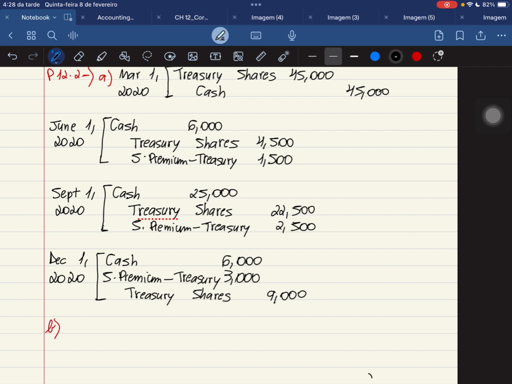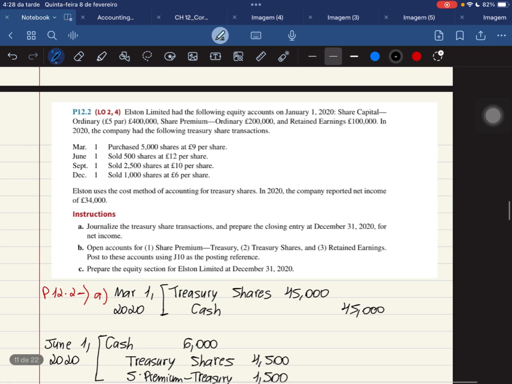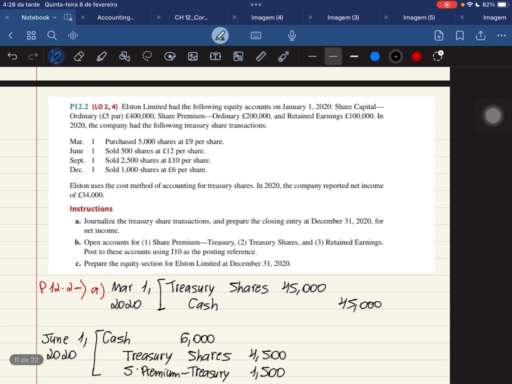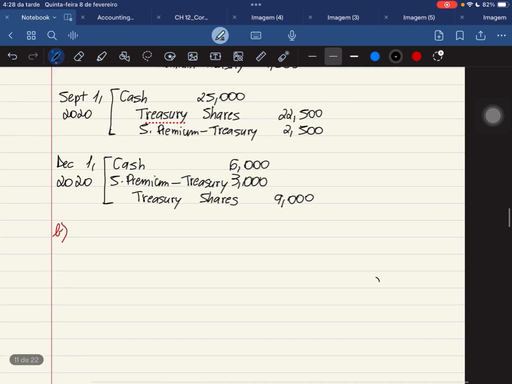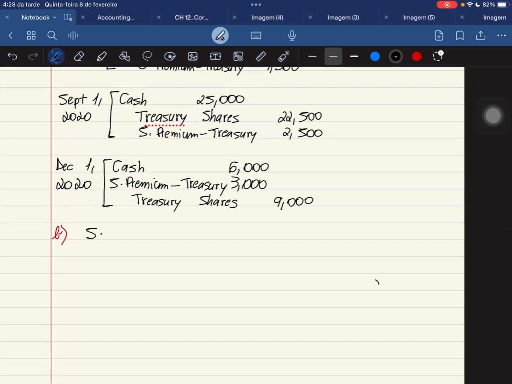B. Open accounts for share premium treasury, treasury shares, and retained earnings. Post to these accounts using J10 as posting reference. Okay, so the first one would be share premium treasury. So over here, share premium treasury, T account. For this one, the increases happen on the credit side. So here we have a plus and here we have a minus.